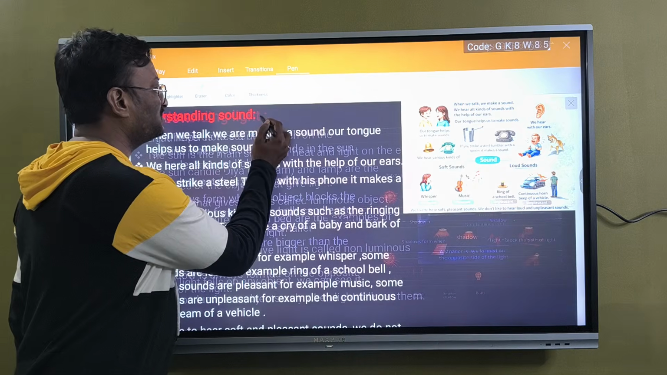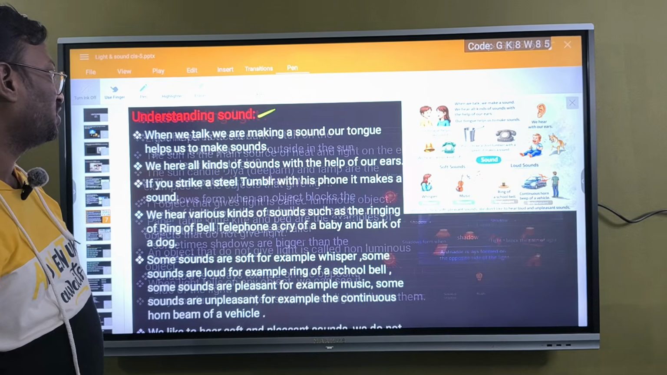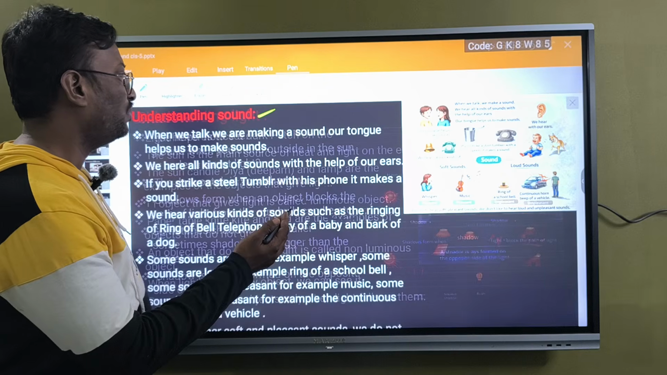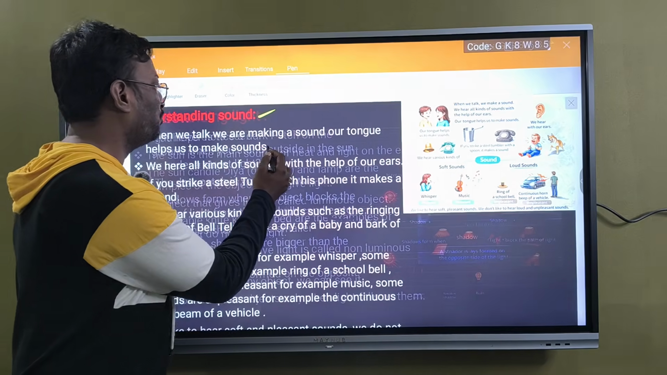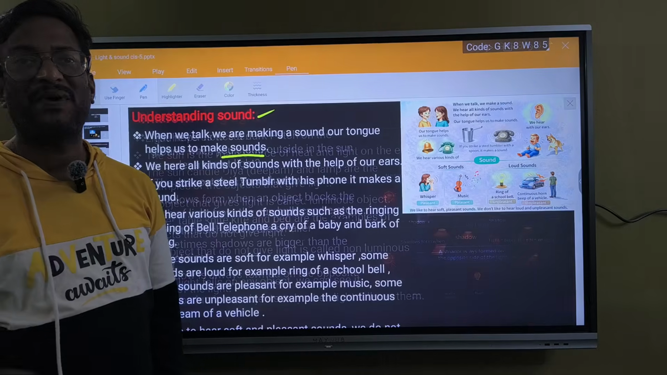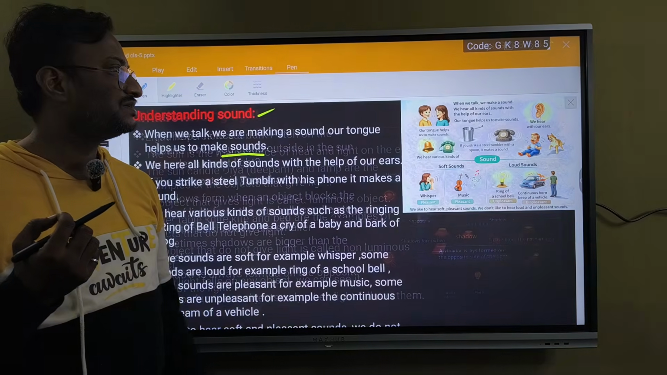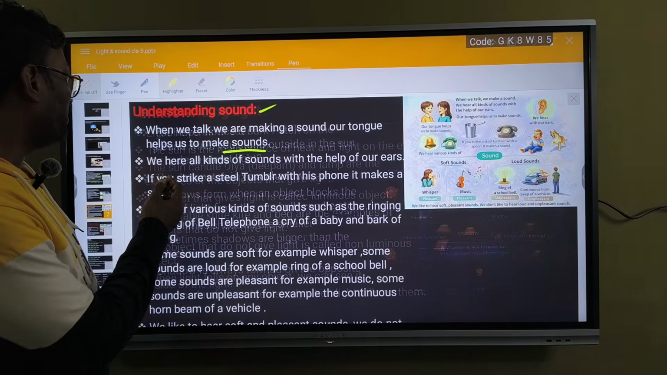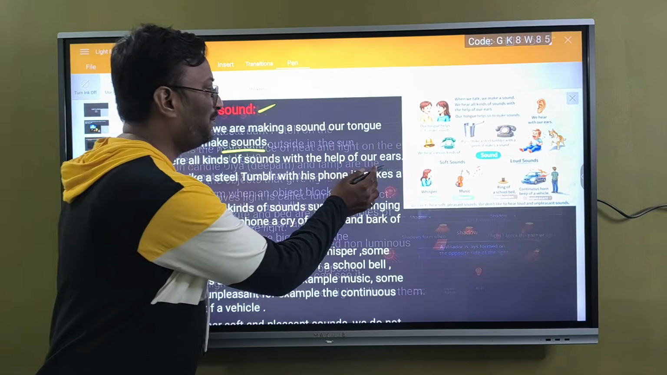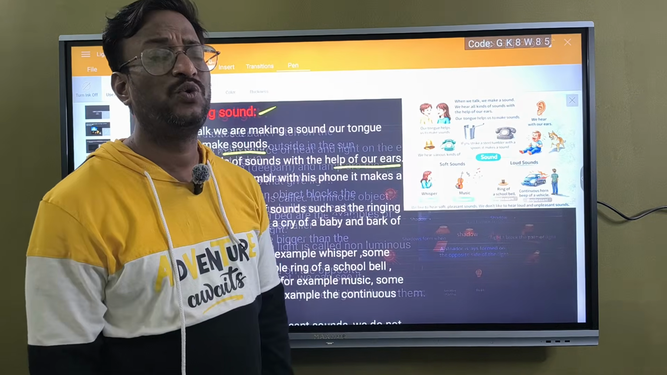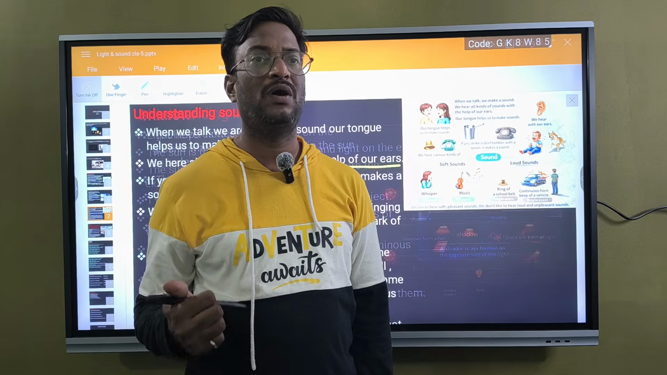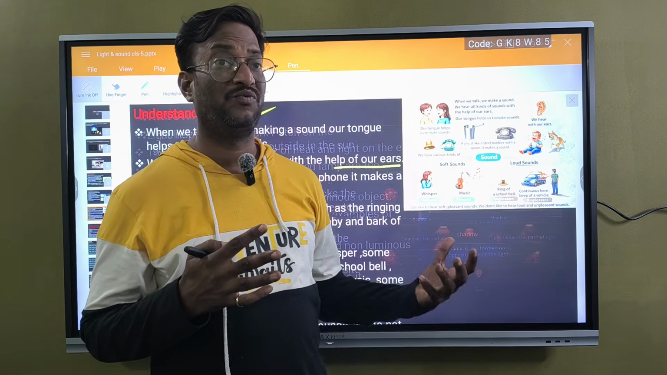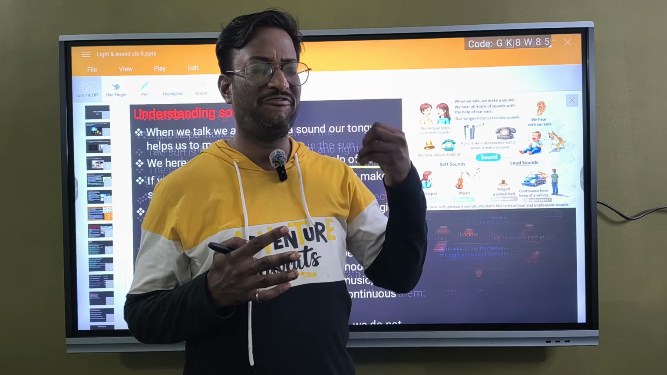Next, understanding the concept called sound. We shall try to understand. When we talk, we are making a sound. Our tongue helps us to make sounds. Without the tongue, we cannot make sound, right? We hear all kinds of sounds with the help of our ears. With whom are we going to hear the sound? With ears. Without ears, we cannot hear the sound.